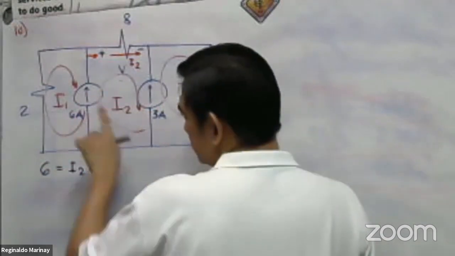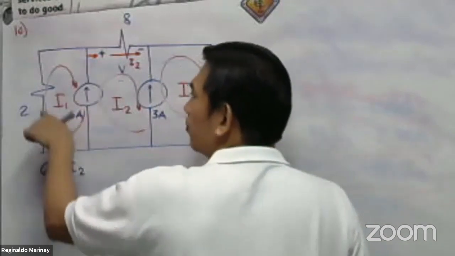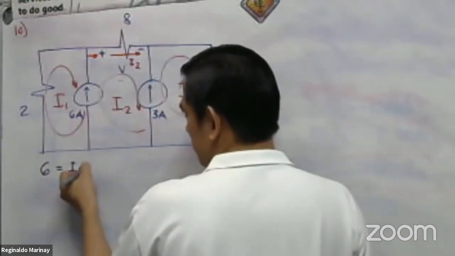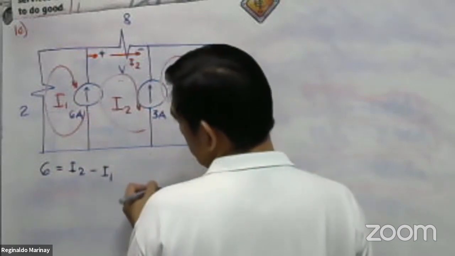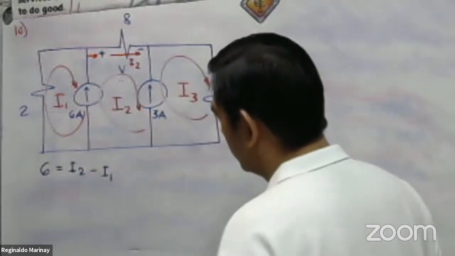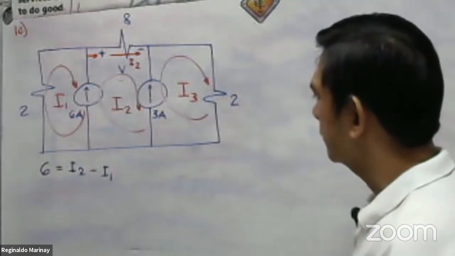And then 6 ampere going up, then I sub 1 is going down. So therefore, that should be minus I sub 1. That will be the equation. That is our equation. Okay?